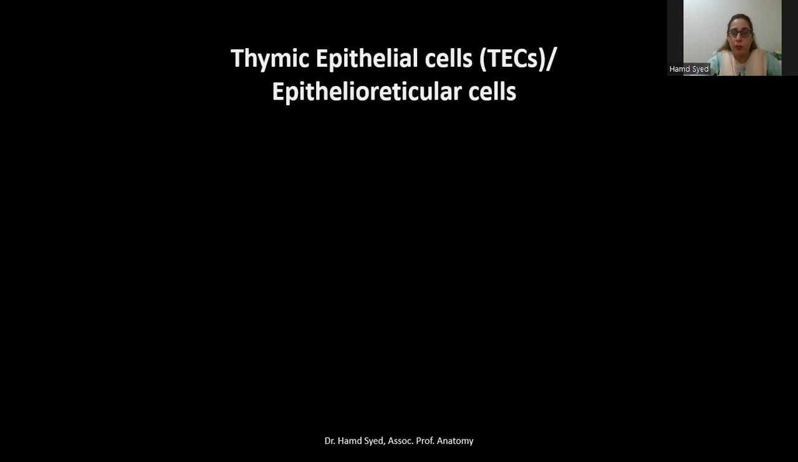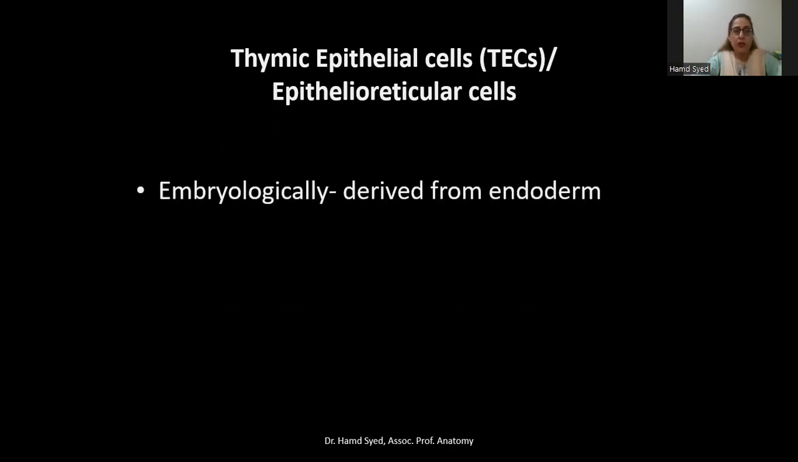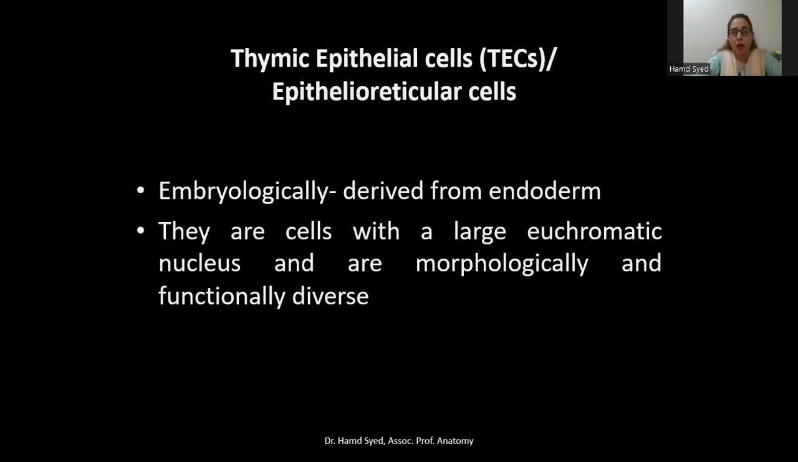Now let's discuss the important cell type, which is the thymic epithelial cells, abbreviated as TECs, also known as the epithelio-reticular cells. These are the cells which are embryologically derived from the endoderm, and they have a large euchromatic nucleus, and they are morphologically and functionally diverse. This means they have a wide range of functions.